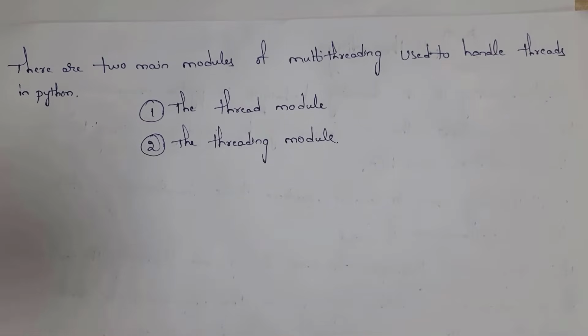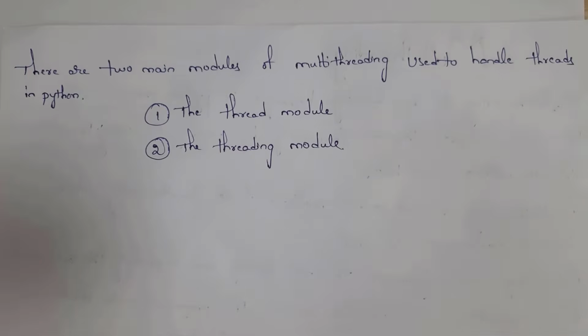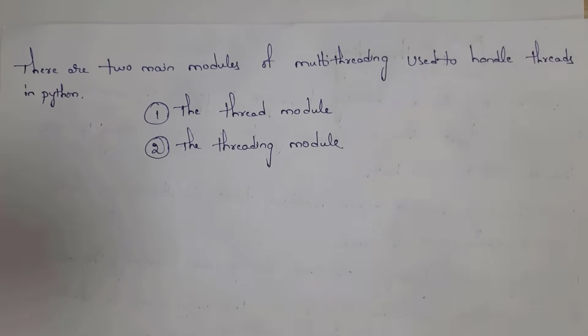Normally, Python contains global interpreter lock. Because of global interpreter lock, all threads will be executed serially. But I don't want to execute threads serially. I want to execute all threads parallelly. If you want to execute all threads concurrently, that is nothing but if you want to execute all threads at a time in Python, you can use 2 modules. One is thread module and next one is threading module.